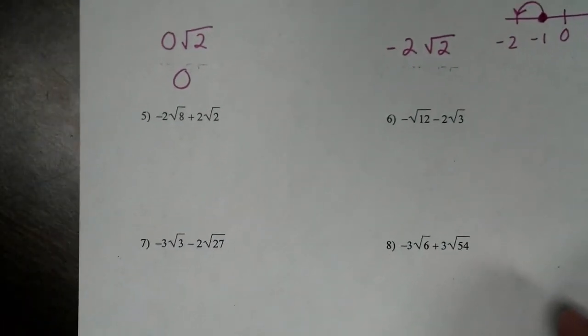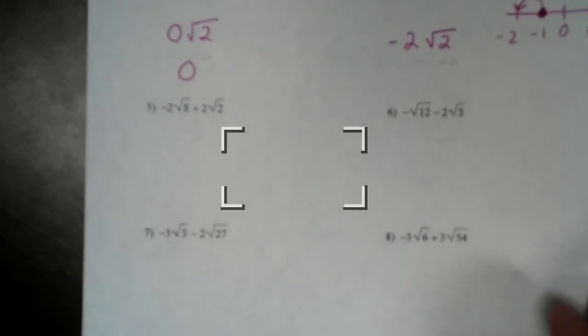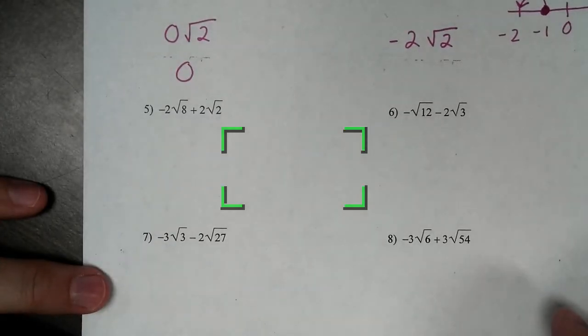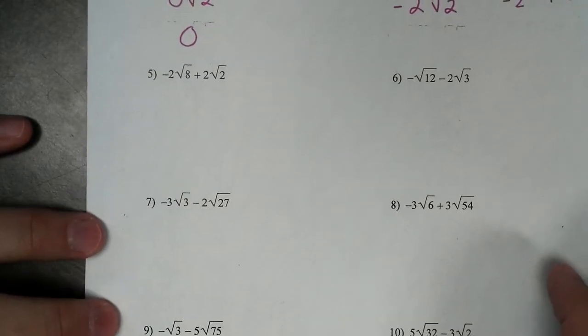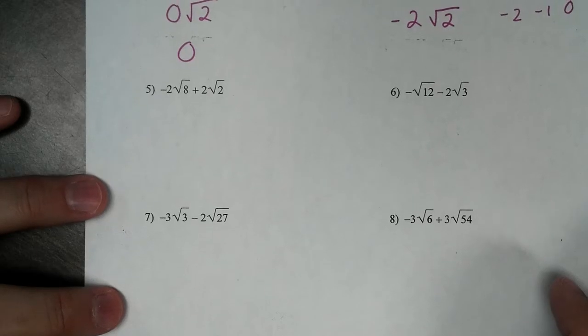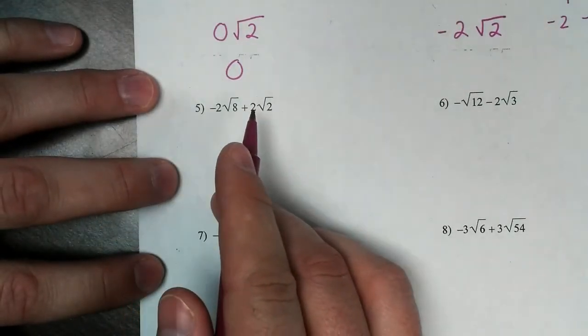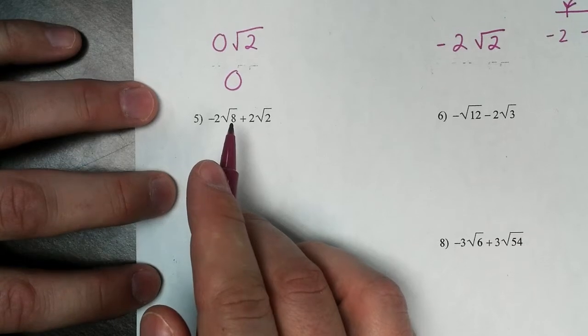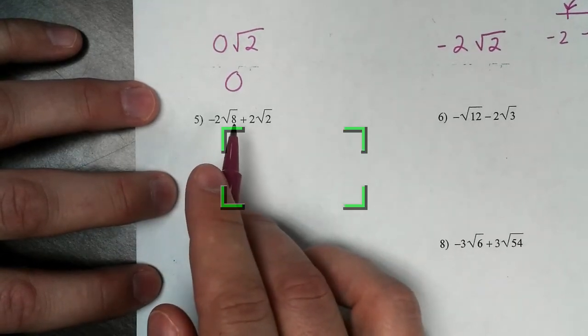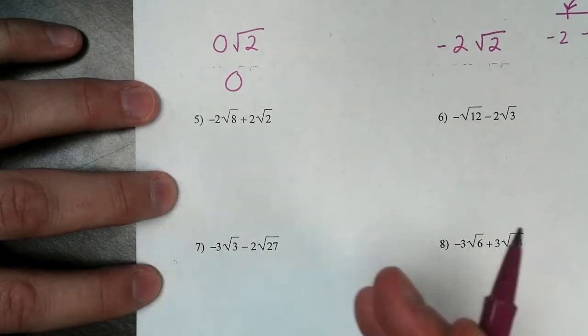All right, let's jump into some questions that are a little more difficult. I'm going to do probably number 5, 6, and I might do number 8. All of these are really good problems. This is a great problem to start out with, though, with number 5. So notice the radicands, or the radicals here, are not the same. I've got 8 and I've got 2. So I can't combine them.